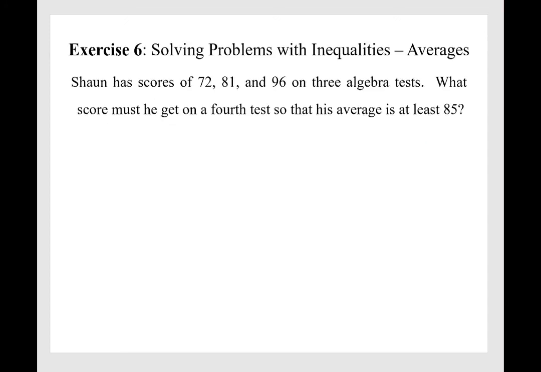All right, so example number 6 is having to do with finding averages. Now, I know a lot of you have probably had to find averages in your classes before, so this might be something that you've seen before. So this says Sean has scores of 72, 81, and 96 on his 3 algebra tests. What score must he get on his 4th test so that his average is at least an 85? So this is the important thing right here. We want the average to be greater than or equal to 85.